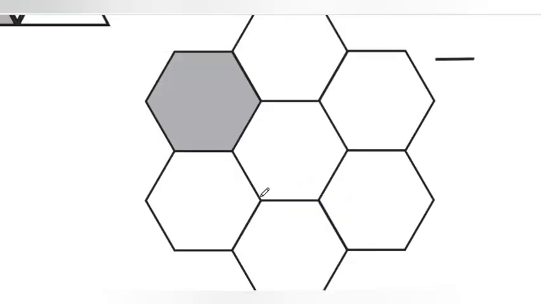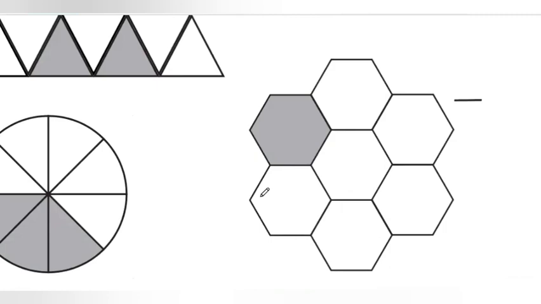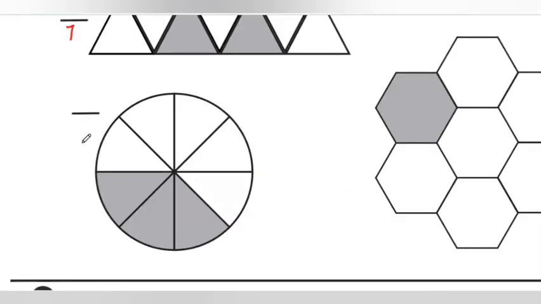Okay, here how many parts are there? Count. 7 parts are there. How many parts have been colored? 1. Then how do we express it? Please read it. 1 out of 7. Very good. Then here how many parts are there? 8 equal parts are there.